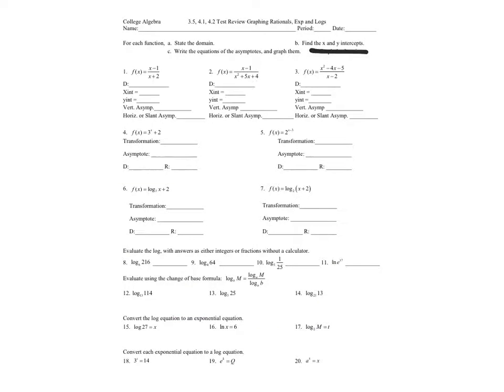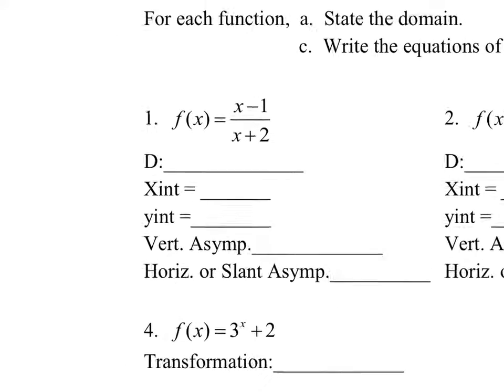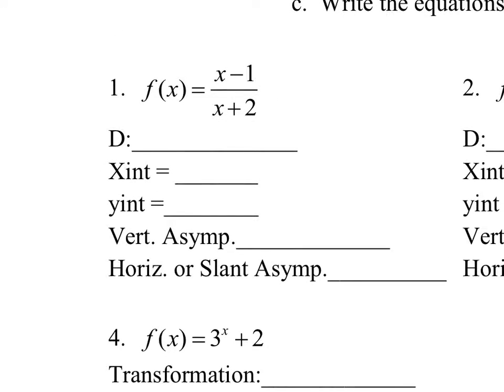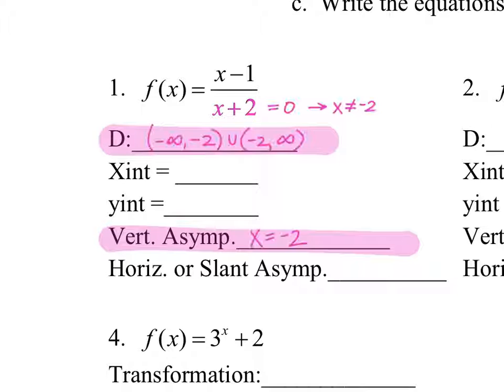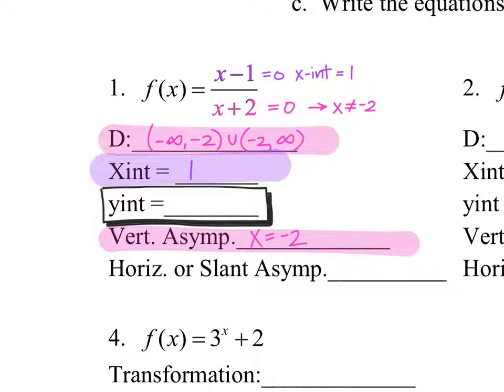Hey guys, let's talk about this information for each of these problems for 1, 2, and 3. The domain and the vertical asymptotes are both going to come from the denominator of the function. The x-intercepts are going to come from the numerator. The y-intercept is going to come from plugging in 0 in place of x and simplifying the number after that.